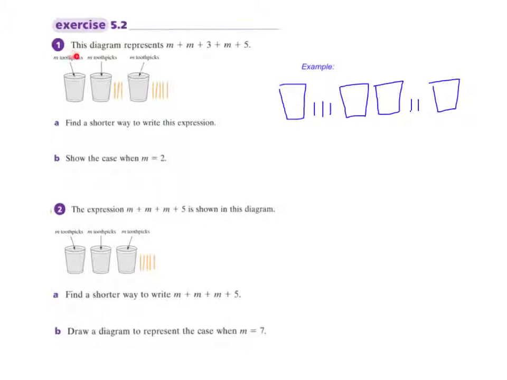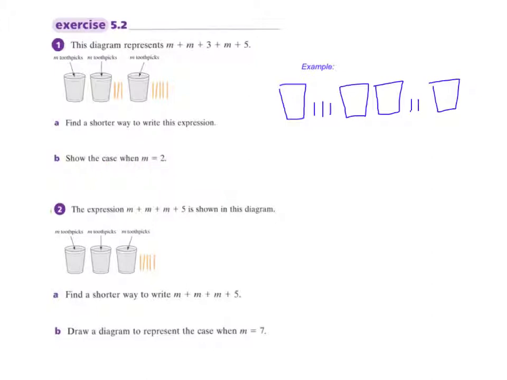It says, this diagram represents m plus 3 plus m plus 5. So this looks a little bit more complicated, but when we think about it, there's our first m, there's our second m, here's our 3, so there's our 3 toothpicks. Here's another m, and there's our 5. It says find a shorter way to write the expression, and then show the case when m equals 2.